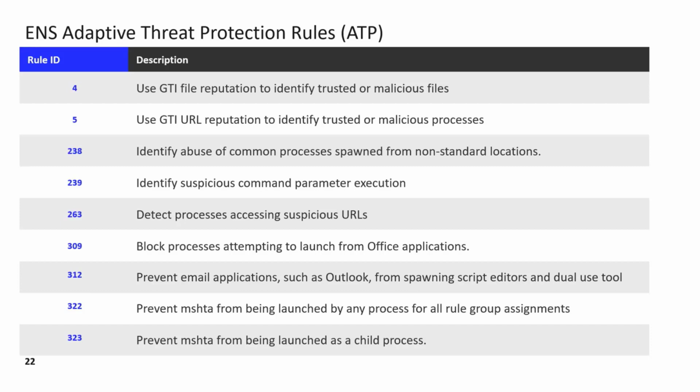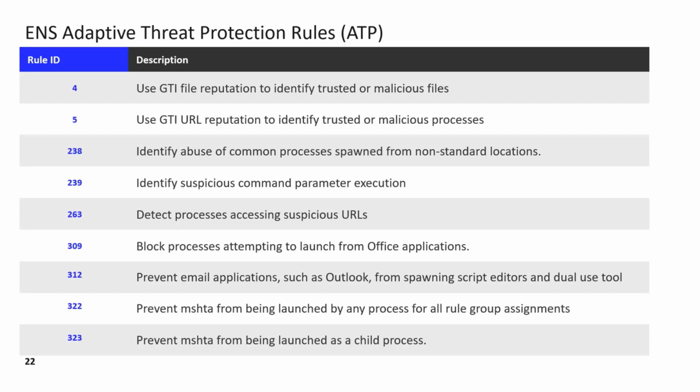Next rule, 309, block processes attempting to launch from Office applications. Here, it's related to MITRE technique 1566, which is phishing. This one will prevent Office applications from launching suspect processes. With Office documents being a primary entry vector used to deploy malware, the rule prevents Office applications from being abused to deliver malicious payloads. The rule is enabled by default only on the security rule group assignment.